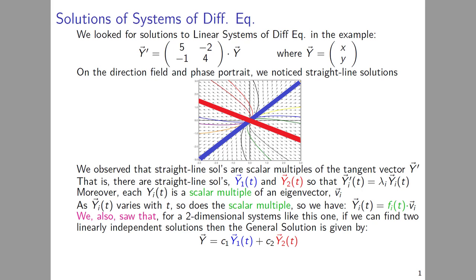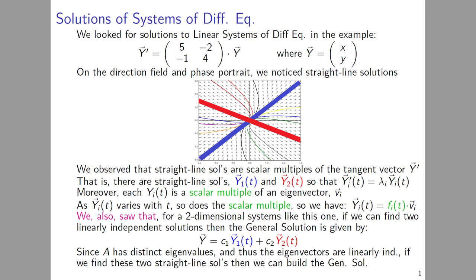We also saw that for two-dimensional systems like this one, if we can find two linearly independent solutions, then the general solution is given by y equals c1 y1 plus c2 y2. And since A has distinct eigenvalues, and thus the eigenvectors are linearly independent, if we find these two straight line solutions, then we can build the general solution. So all that remains is to find these straight line solutions.